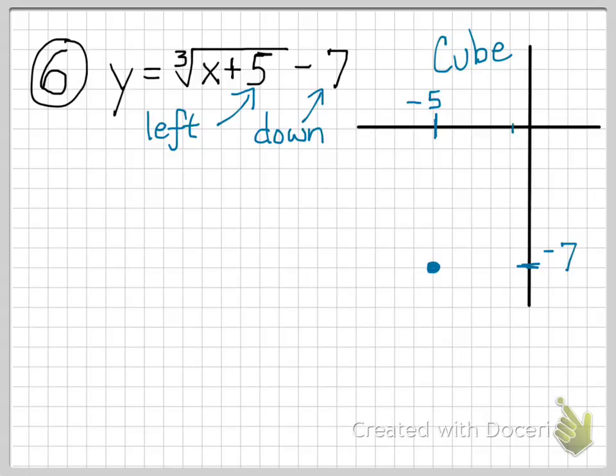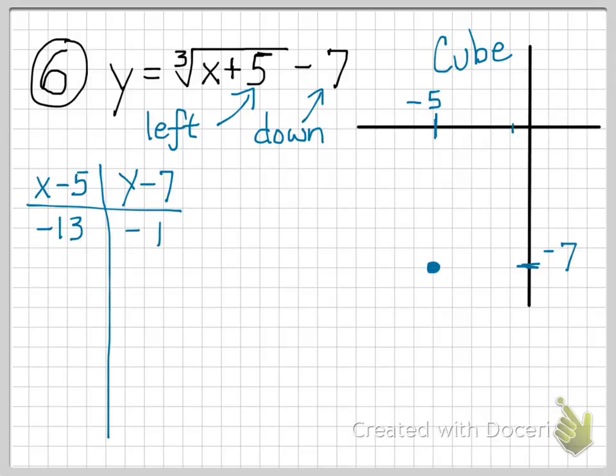Okay, if I wanted to use the table to find the points, remember we would change the sign inside, so I would have x minus 5, and I would take all my parent function y values and subtract 7. So the ordered pairs would look like this. Negative 13, negative 9, negative 6, negative 8, negative 5, negative 7, negative 4, negative 6, and 3, negative 5.